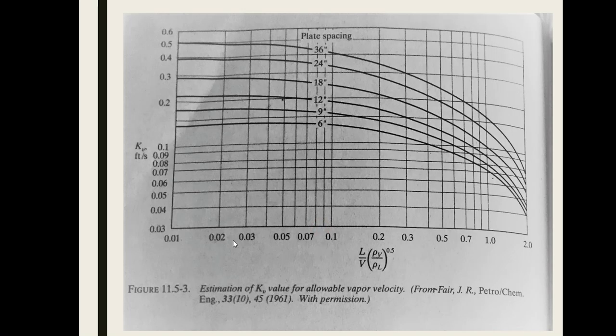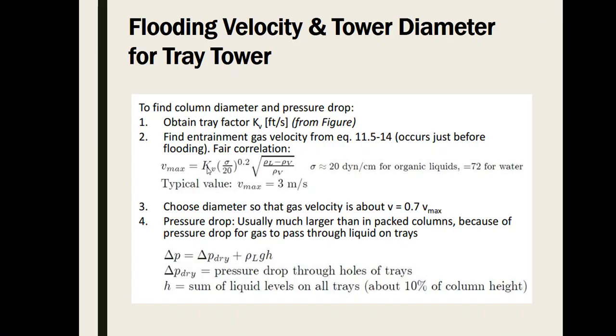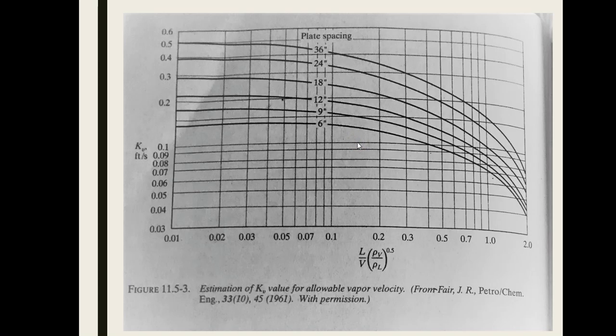The KV is taken from this graph, which utilizes the abscissa value pre-computed. So you have to determine this first so that you will have an X value, and the tray spacing in the problem. The tray spacing is mentioned in the problem. With that value and this, you'll be able to get the KV, which you need to use in here, so that you'll be able to determine the V maximum, or the flooding velocity, when interfacial tension and densities are already known and substituted into the formula.